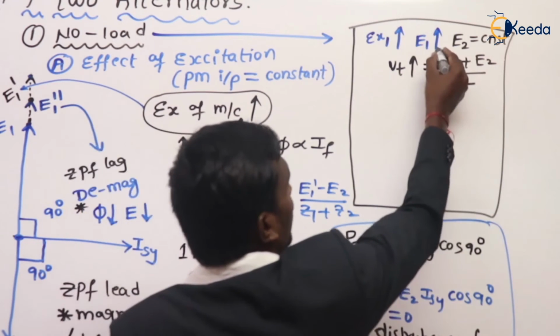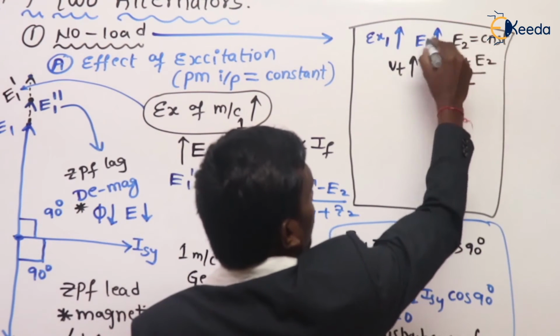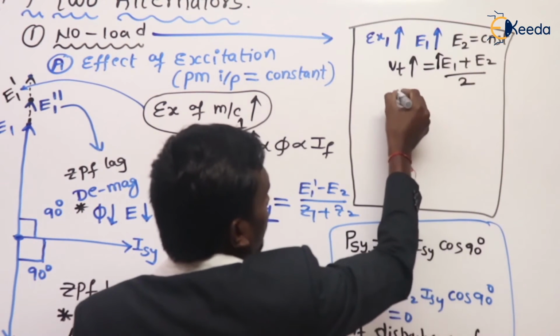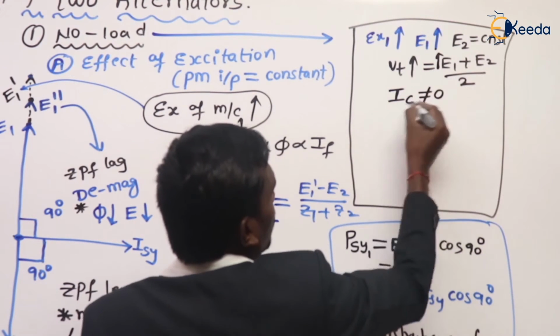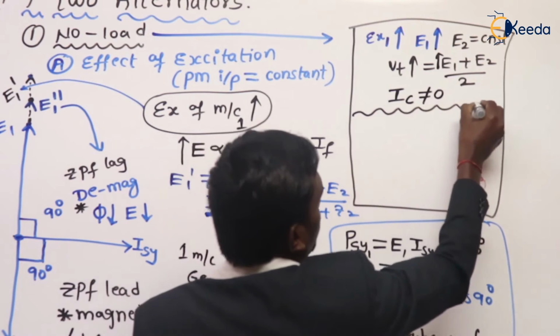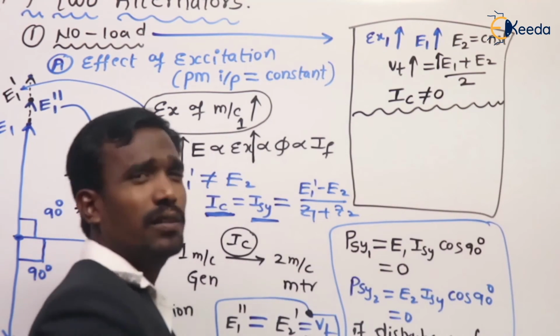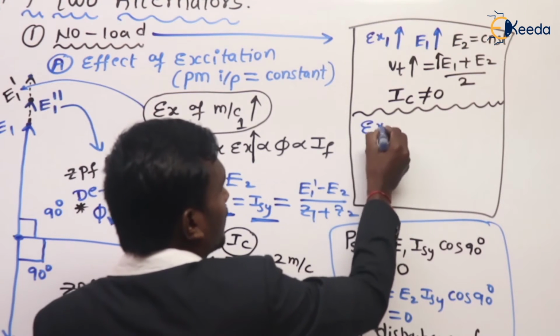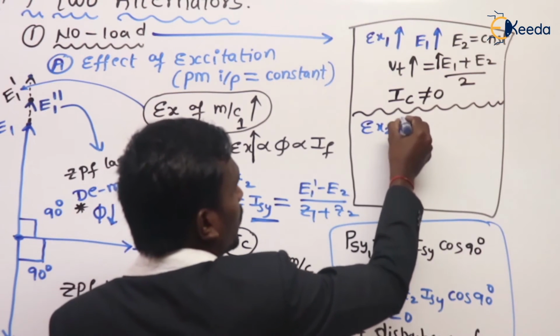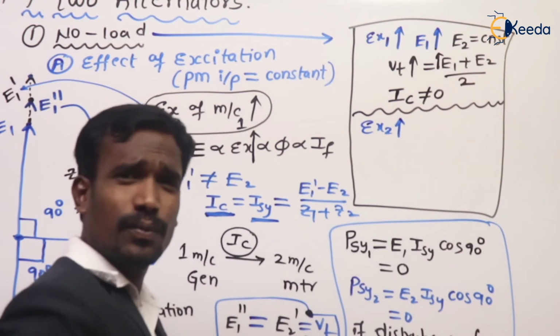And when E1 increases, these two are not the same, then the circulating currents come into action. This is the first case. For example, in the second case, excitation of machine 2 increases.